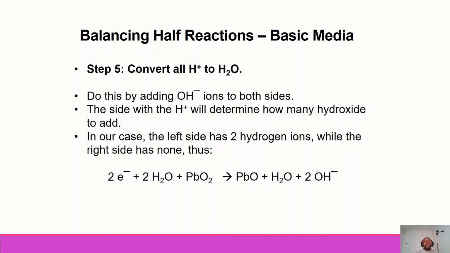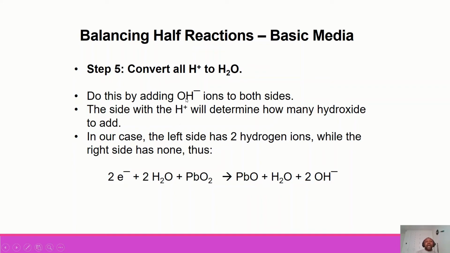There is a final step that you need to do when you're talking about basic medium, because it's basic. You need to convert all the protons to water. So you convert the protons that were added. Instead of 2 H plus, you now put 2 water there because it's basic. You do this by adding OH minus ions to both sides. The side with H plus will determine how many hydroxide to be added, right? So this is the side with the H plus. How many H plus do we have? We have 2 H plus in the previous slide.